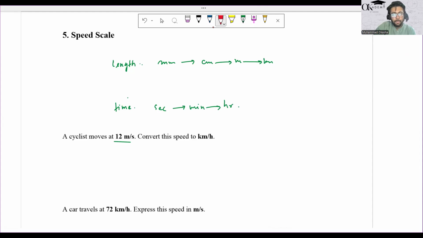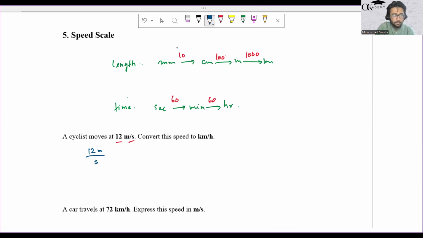Okay, length: 10, 100, and 1,000. Second to minute is 60, minute to hours is also 60. A cyclist moves 12 meters per second. I can write it as 12 meters per second.